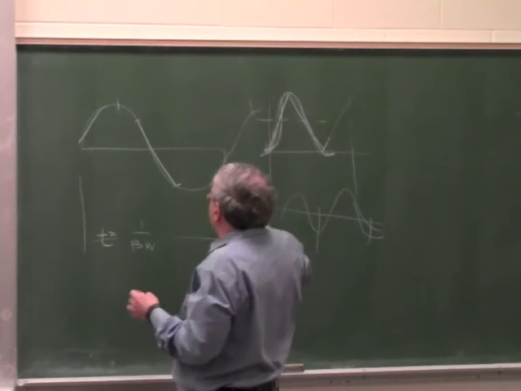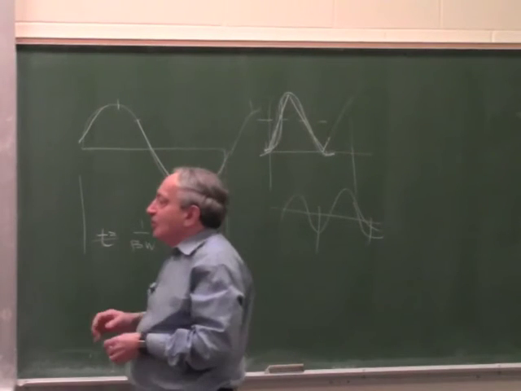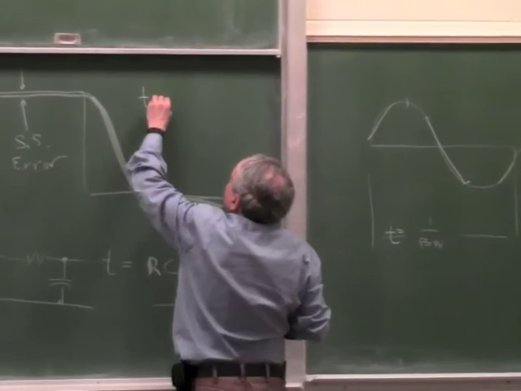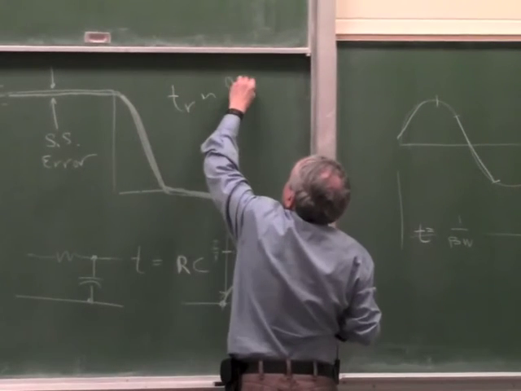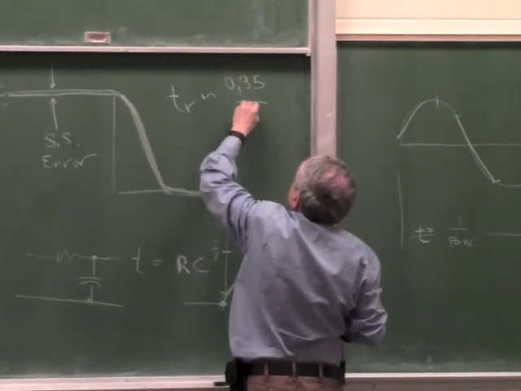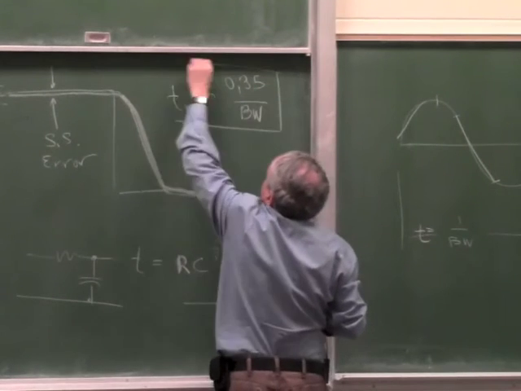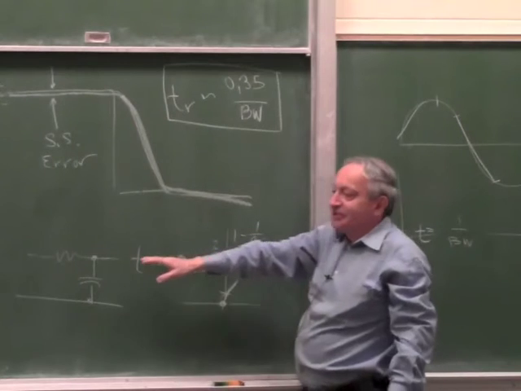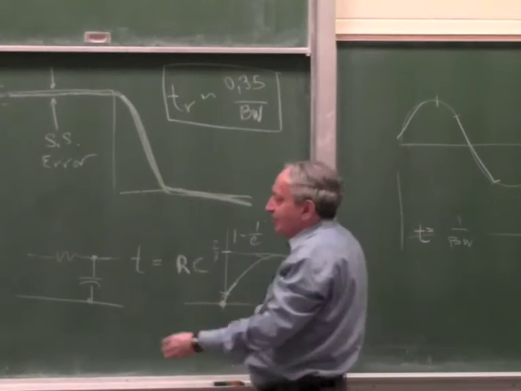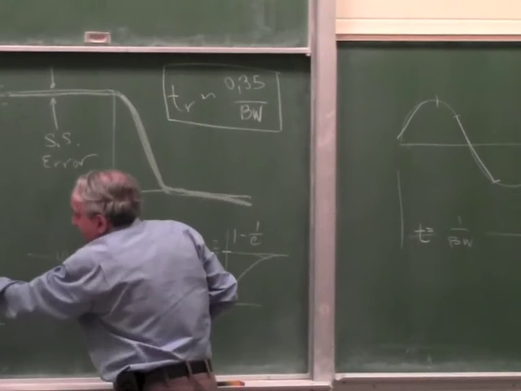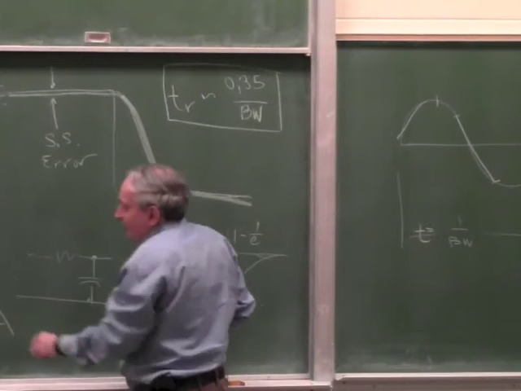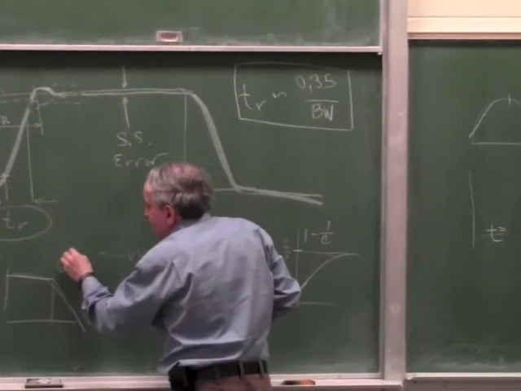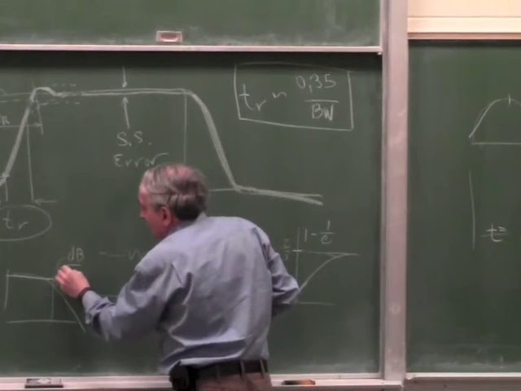So it turns out, if you calculate it more accurately, you find out that TR is roughly equal to 0.35 over bandwidth. Now this is derived, it's exactly this in a simple system. A simple system meaning a single pole system, the systems which do this, 6 dB per octave, so flat, and this will be 6 dB per octave.